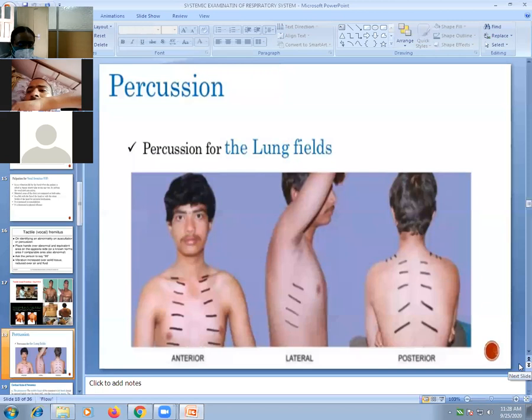Now the percussion of the lung fields. Percussion means you have to percuss the chest of the patient. That is the lung field. Percussion means, in short, it is tapping. You have to tap, you have to percuss the chest. So you have to percuss the chest anteriorly, in the axillary area, and posteriorly.